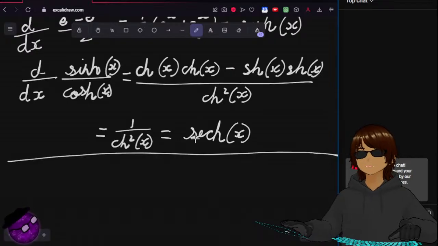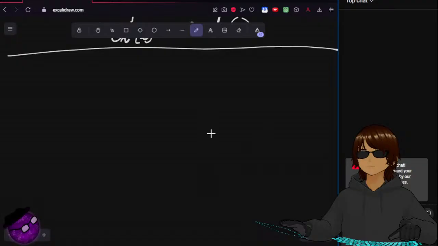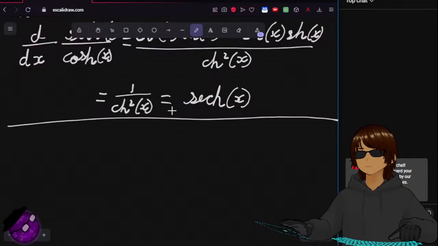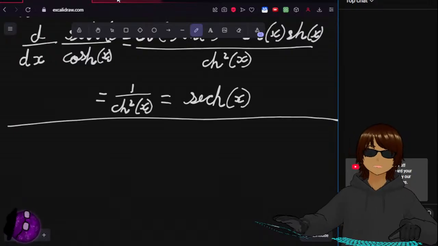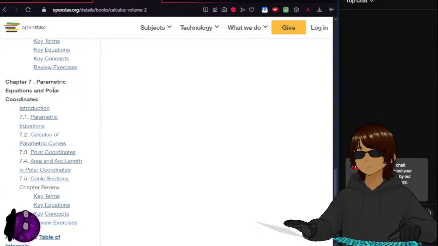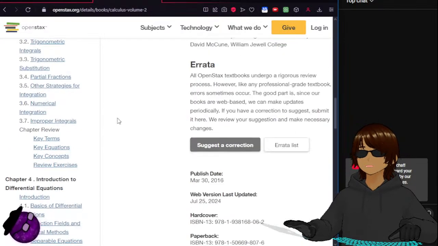Yeah, that's how much I will talk about the hyperbolic trig functions. I haven't done any exercises for this, but I think later down the line when I read about parametric equations, then I will focus more on that.